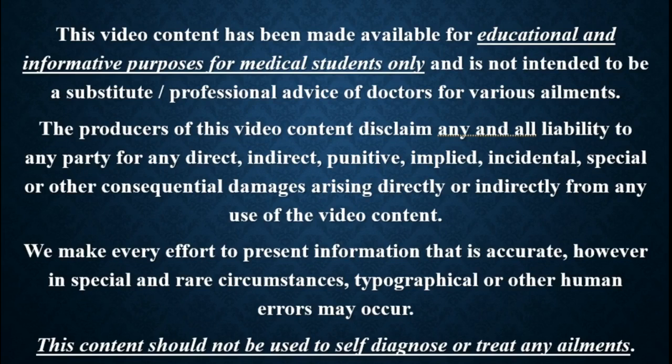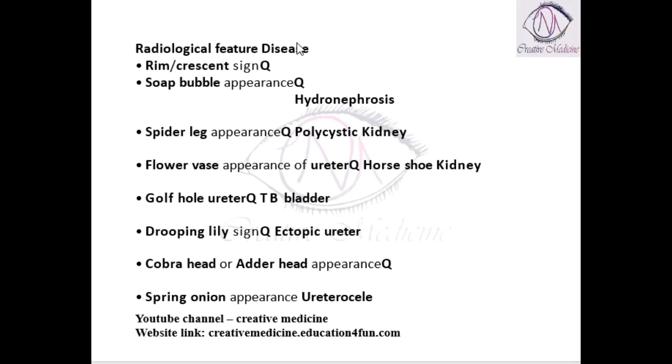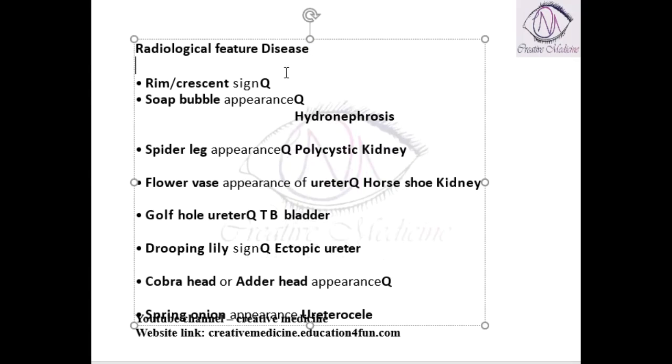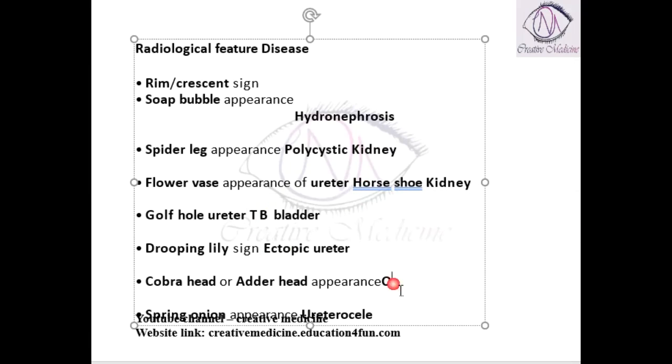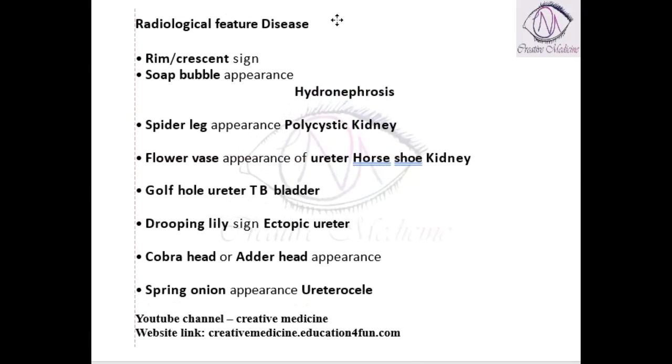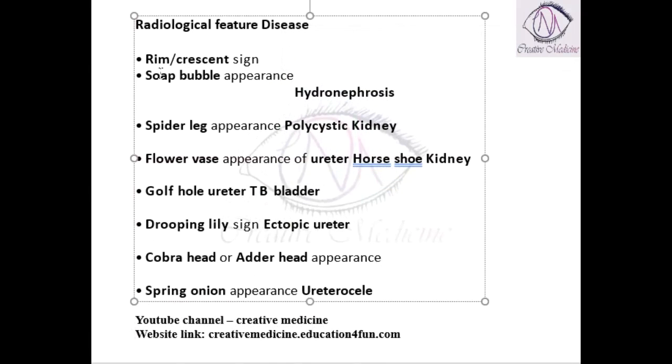In this lecture, we will learn about radiological features of the disease. So first, in the intravenous pyelography, you can see these conditions and they resemble some of our day-to-day things, so they are named so. For example, rim sign or crescent sign or soap bubble appearance is seen in hydronephrosis.